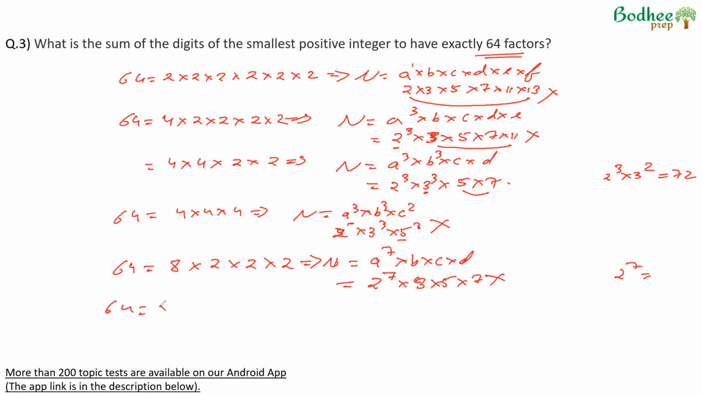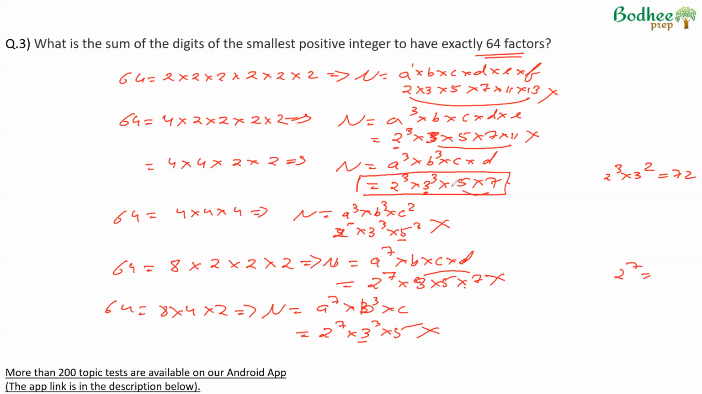If we make 64 as 8 into 4 into 2, this will become n as a raised to power 7 into b cube into c, which will be nothing but 2 raised to power 7 into 3 cube into 5. Now, if we compare these two numbers, 2 raised to power 7 is same, 5 is same, 7 3s are 21, 3 cube is 27. Clearly, this number is greater, so this cannot be the smallest number. So, considering all the cases, we come to the conclusion that the smallest number possible is 2 cube into 3 cube into 5 into 7.